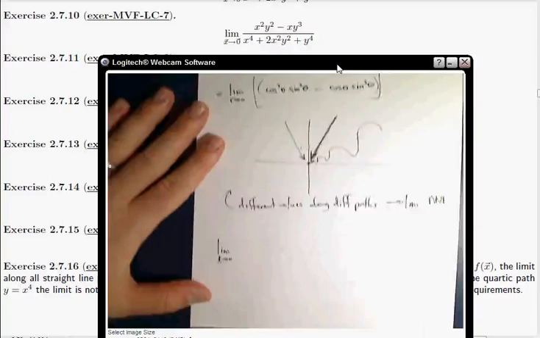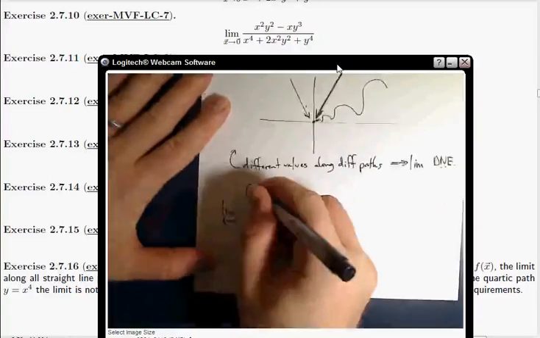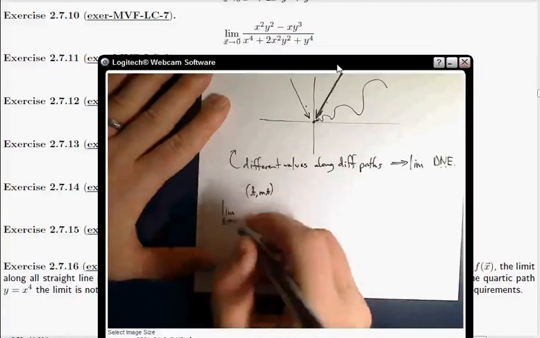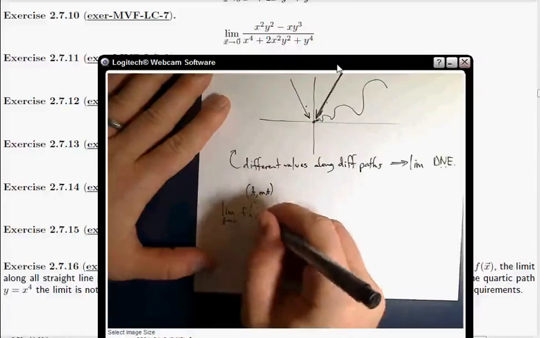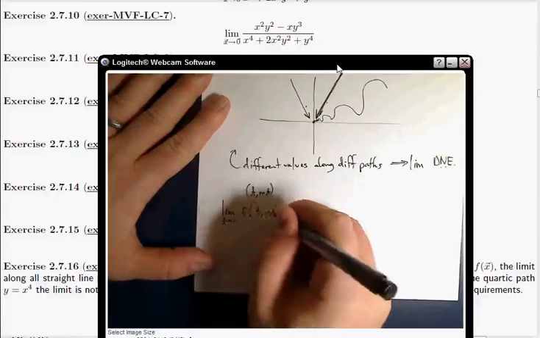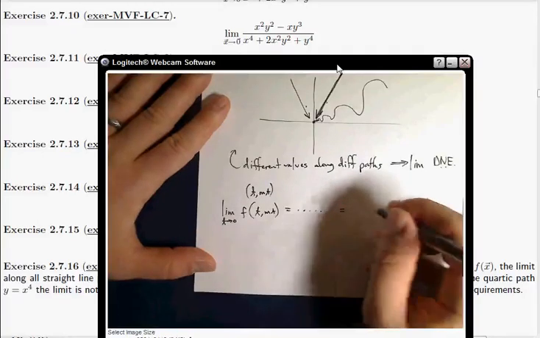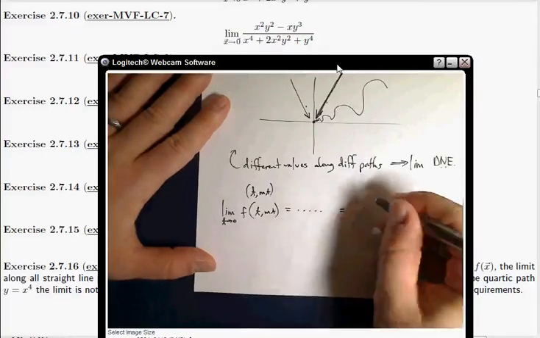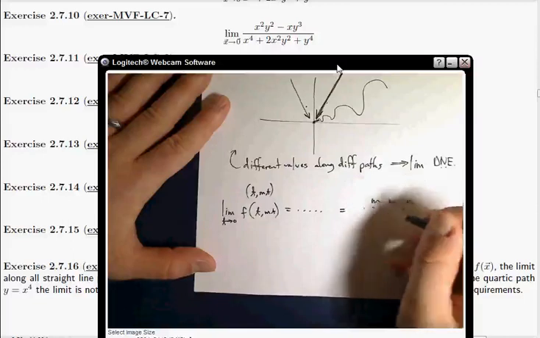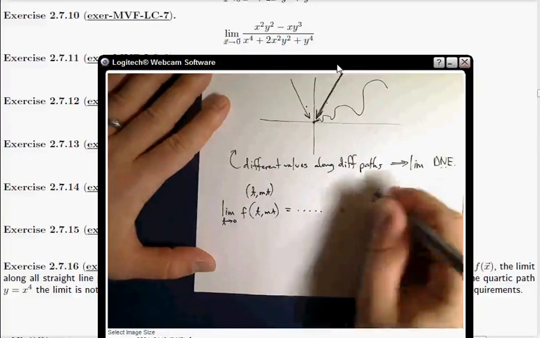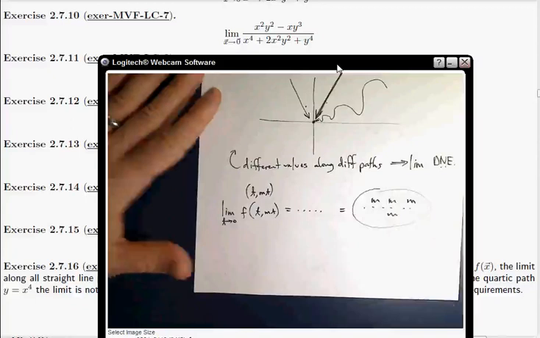That's right. So you're right. If you parameterize it by t comma mt, plug in and compute the limit of f of t comma mt, and you get some expression involving m's, it's going to have m's all over the place. Then yeah, that limit does not exist.